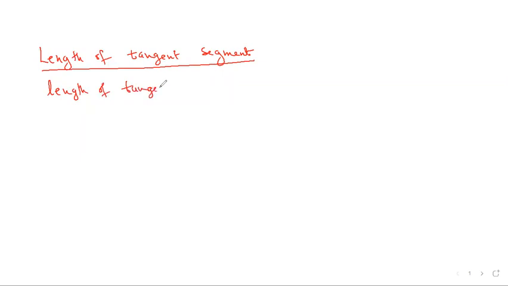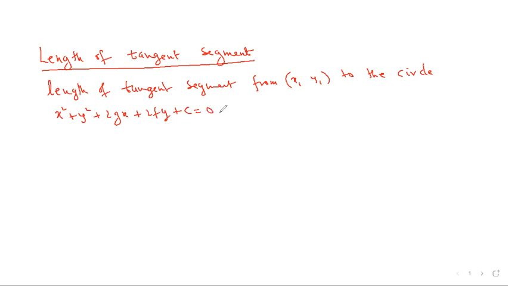Length of tangent segment. Write the statement: the length of the tangent segment from (x1, y1) to the circle x square plus y square plus 2gx plus 2fy plus c equal to 0 is square root of x1 square plus y1 square plus 2gx1 plus 2fy1 plus c.